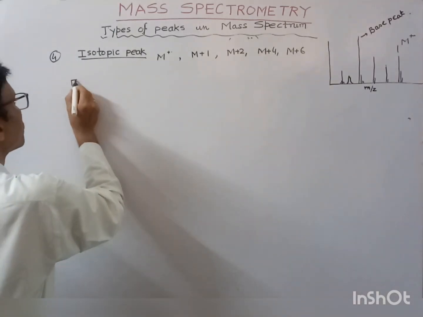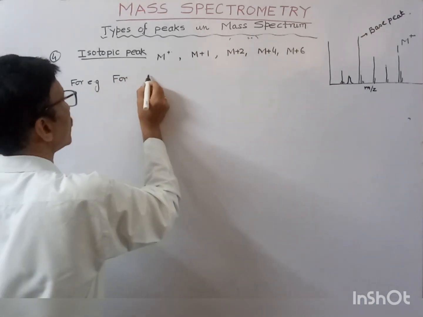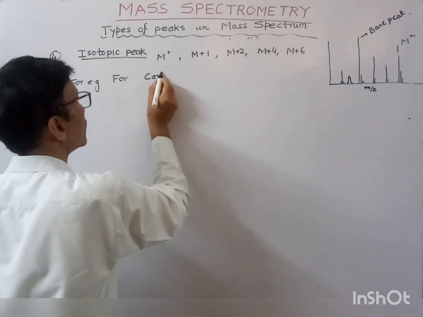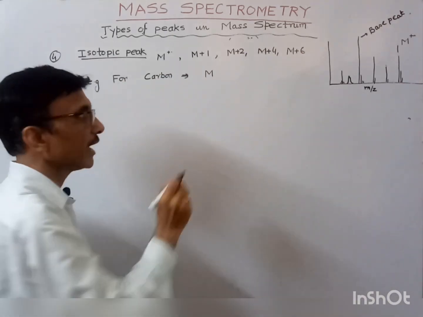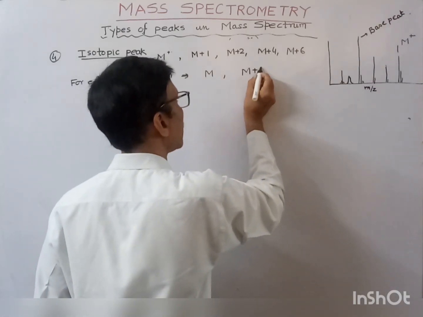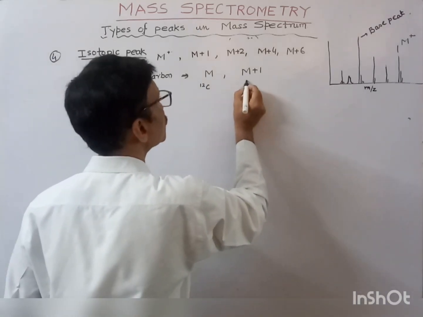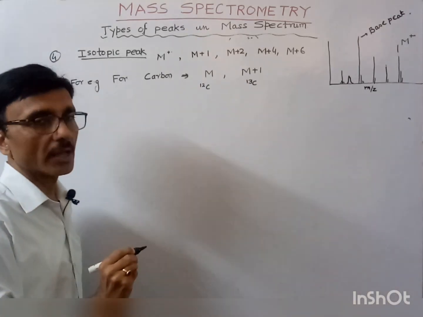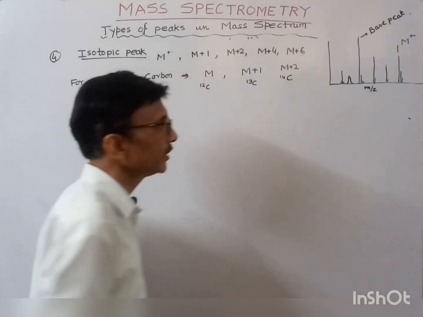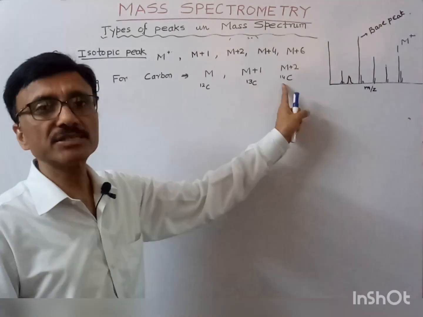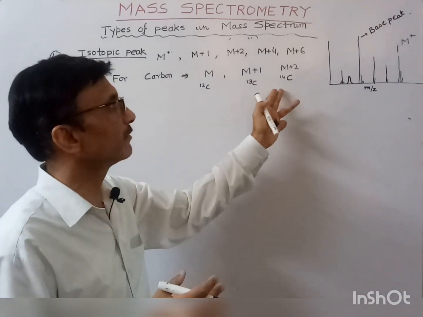For example, for carbon, we may have the M peak and the M plus 1 peak. The M plus 1 peak will also appear, because the M peak is due to carbon 12 and the M plus 1 peak is due to the carbon 13 isotope. And the M plus 2 peak, suppose, is due to carbon 14, but its intensity will be negligible or very small in comparison to this one, because its relative abundance is very less.